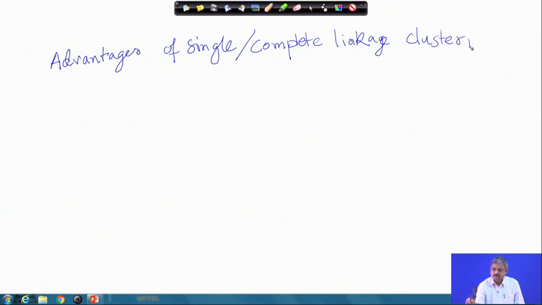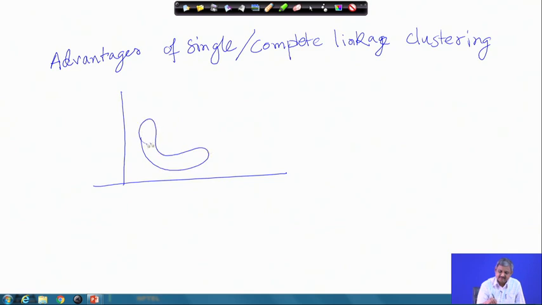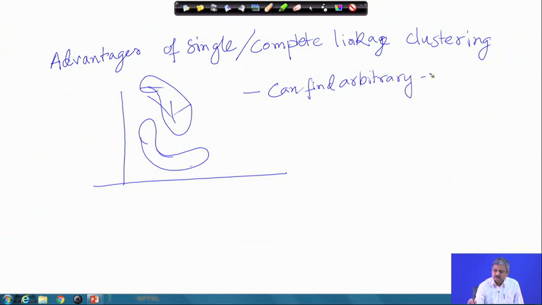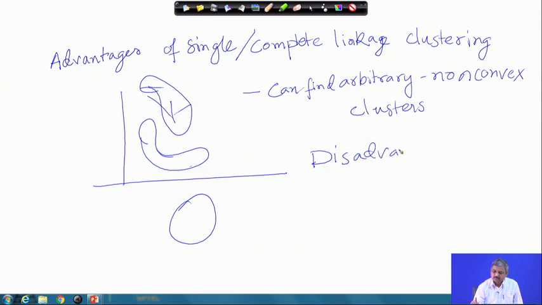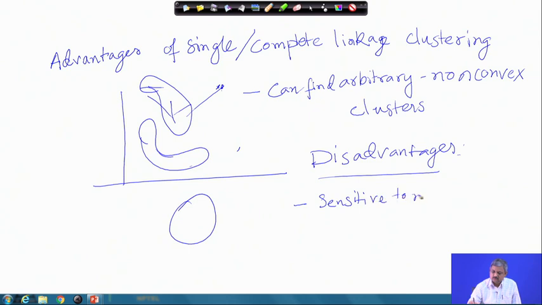What are the advantages of single and complete linkage clustering? See, if you have arbitrarily shaped clusters, the algorithm will still find them. Non-convex, that means convex means like this, closed, and this is non-convex. Some disadvantages. If you have a noise point, then this algorithm fails. So, it is sensitive to noise. So, imagine like this, it will be completely wrong. Noise, and it is time consuming, slow. These are the disadvantages. Okay.